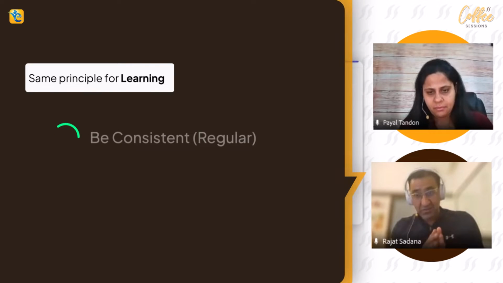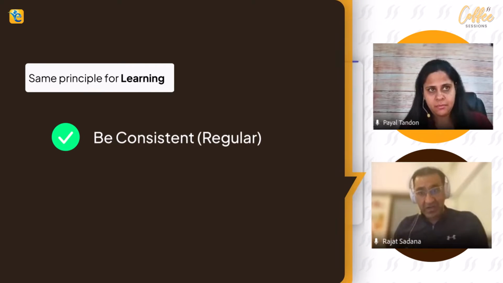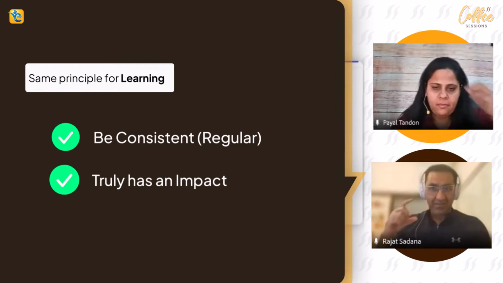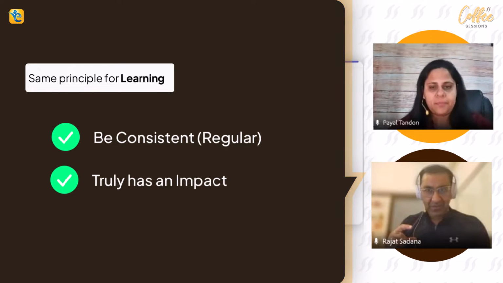You have to be consistent, which means you've got to do HIT training very regularly, about 4 to 5 times a week. It has to be in 40-minute sessions. Depending on the person, people start with 25, move to 40, then even go longer, but usually don't go longer than an hour. But it truly has an impact on your body. Same goes with learning.